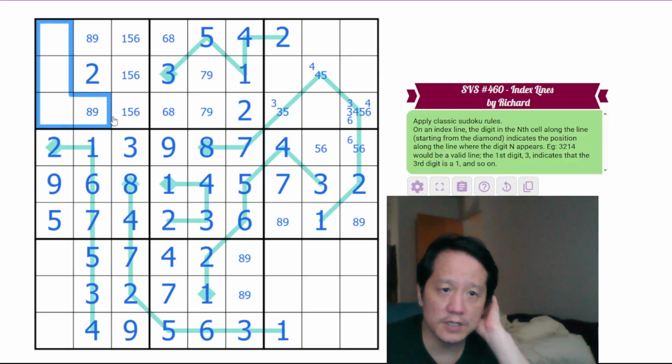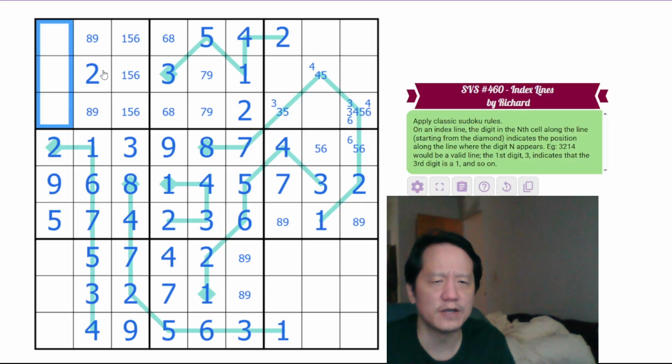Remaining digits in this upper left-hand box are 3, 4, and 7. This can't be 4. No 3 here. One of these is 3, so this can't be 3 here. Whereas 3 in this box, it has to be here.